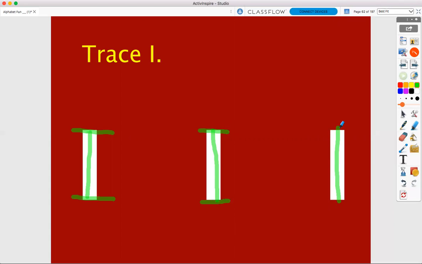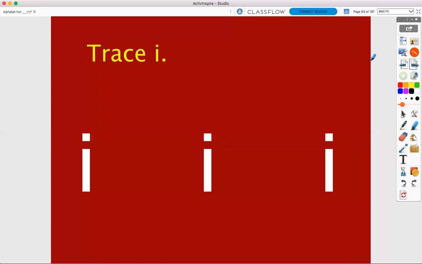This could be uppercase letter I, or we could add a line at the top and a line at the bottom. Uppercase letter I. Now, help me write lowercase little guy letter I. We're going to do a straight line down and a dot right over top. Use your finger to help me. Straight line down, dot right on the top. Straight line down, dot right on the top.